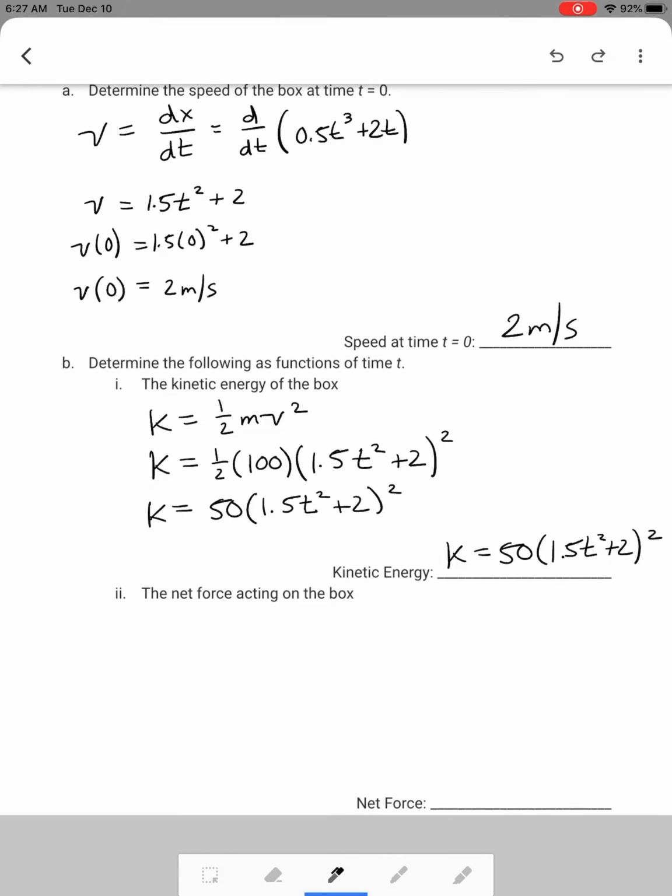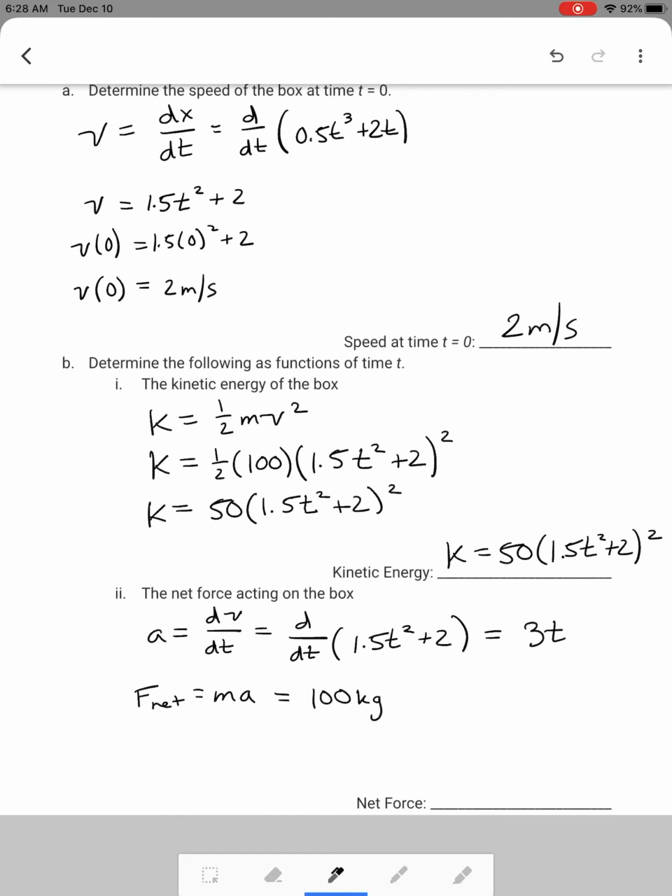Now for the net force acting on the box. Remember, the thing that connects force and kinematics is acceleration. So we need to figure out how to get acceleration from the information that we have. And we know that acceleration is equal to the derivative of velocity. So I'm just going to take the derivative of the velocity function, which is 1.5 t squared plus 2. So I get that the acceleration function is equal to 3t. I know that net force is equal to mass times acceleration. Well, my mass is 100 kilograms times my acceleration function. So I get that my net force is 300t.